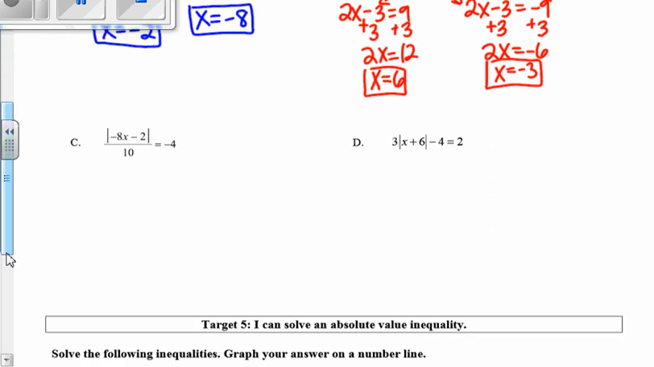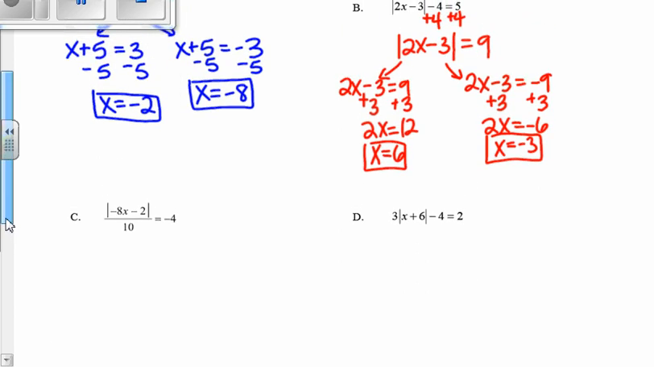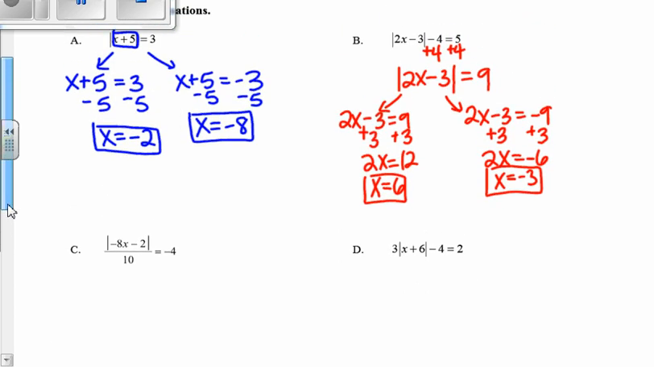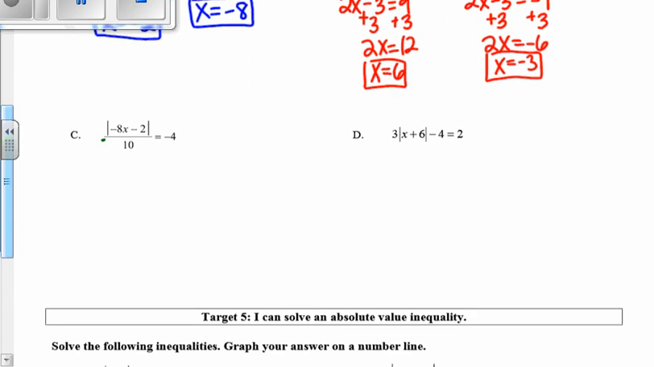All right, so on C, again, we're working to get those absolute value bars by themselves. So if you notice on C, the problem is that we have divided by 10. Whenever we have divided by 10, the way to get rid of that is just to multiply by 10. So I'm going to multiply 10 on both sides. So I have the absolute value of negative 8x minus 2 is equal to negative 40.